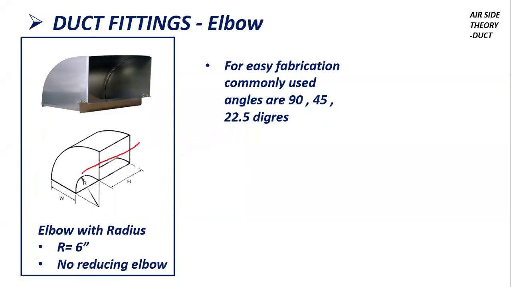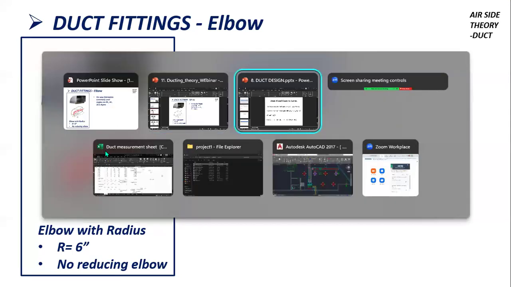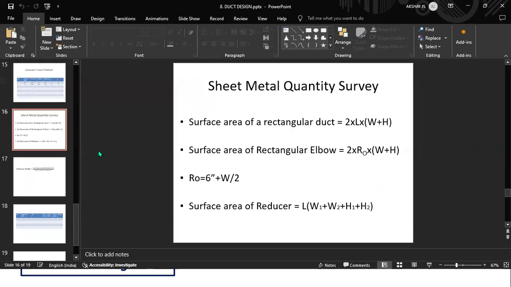The cutting should look like this. So the inner fillet, which is like a solid surface, you will be getting something like this, isn't it? So this is meant to be the length of the radius elbow, or that elbow itself. Okay, that's how we need to find out the RO value, which is 6 inches plus width by 2.